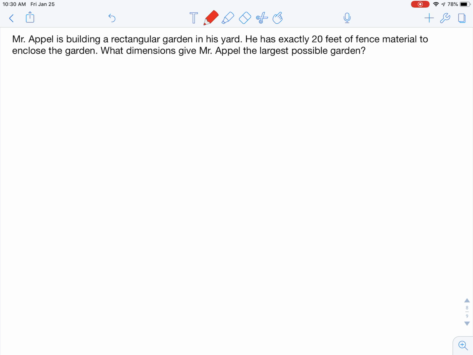We're going to work through a problem like this where we're talking about area. It says that I'm building a rectangular garden. So to start, I'm just going to sketch a rectangle. You can just label length and width, but I like to have a visual.